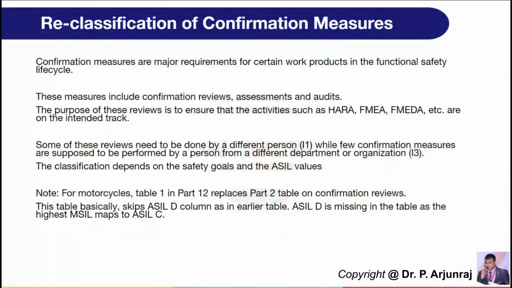This classification depends on the safety goals and also the ASIL level. And for motorcycles, we have Table 1 in part 12, which is replaced by the part 2 table on confirmation reviews. Basically, ASIL to MSIL. This table is going to skip the ASIL D column. I told you, there is not going to be ASIL D in the case of MSIL, and you are going to map that to ASIL C basically.